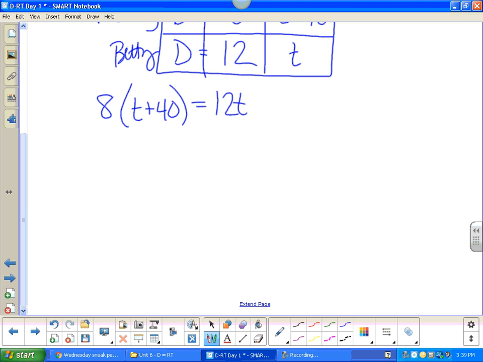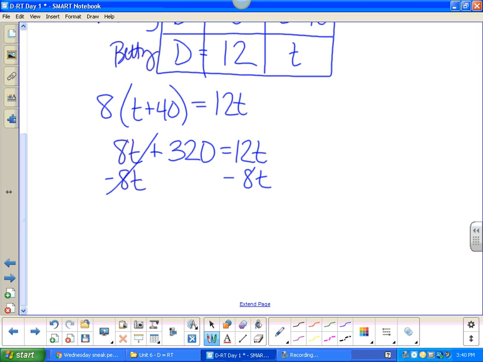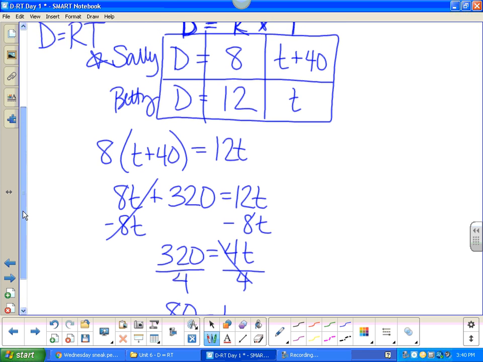And then all I have to do is solve this. But again, remember, no calculator. 8 times T is 8T. Now 8 times 40, if you'll just do 8 times 4 and then add a 0 on the end of it. So 8 times 4 is 32 and then add a 0. And then to solve for T, I need to get my T's together, so I'm going to subtract 8T. So 320 equals 4T. Divide both sides by 4. 4 goes into 32 8 times, and then 4 goes into 0 0 times. So T is 80.